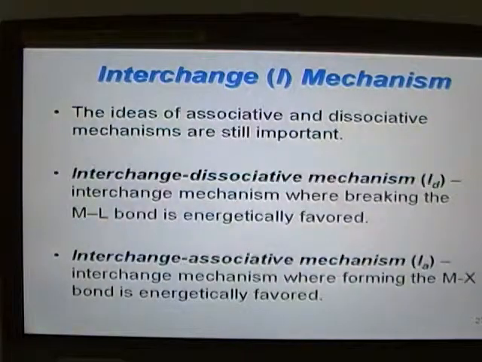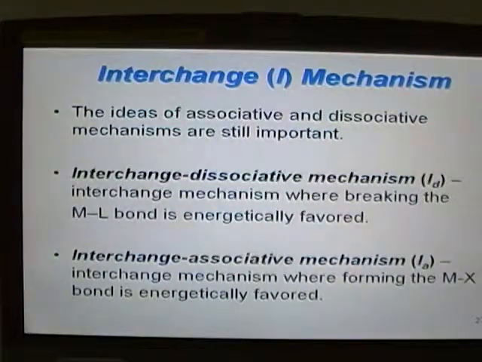When talking about the interchange mechanism, you might have a tendency to say, yeah, the interchange mechanism's the easiest, it makes the most sense. And if you don't observe a 5 or 7 coordinate intermediate, then it has to be interchange. Not necessarily. The ideas of associative and dissociative are still very important.